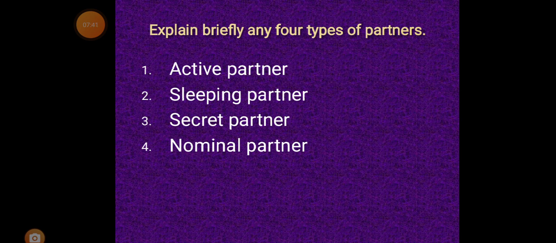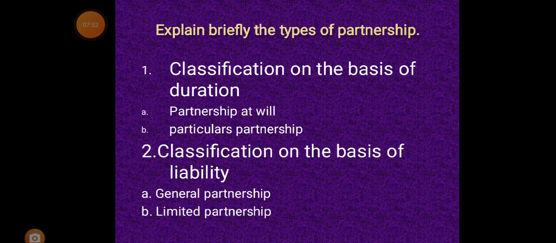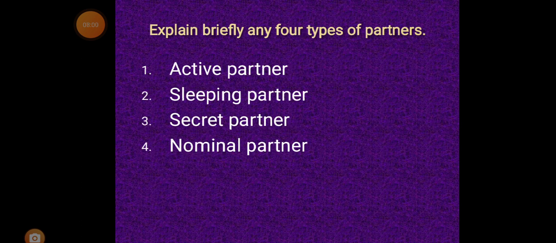So first partner is active partner. Second one is sleeping partner. Third one is secret partner. Fourth one is nominal partner. And if they have asked explain any types of partners, in the sense you all should list out these four: active partner, sleeping partner, secret partner, nominal partner.